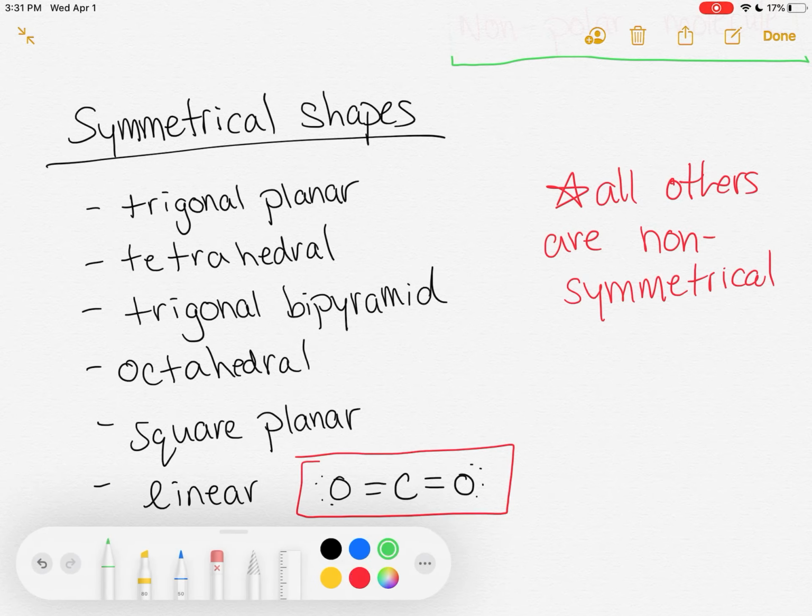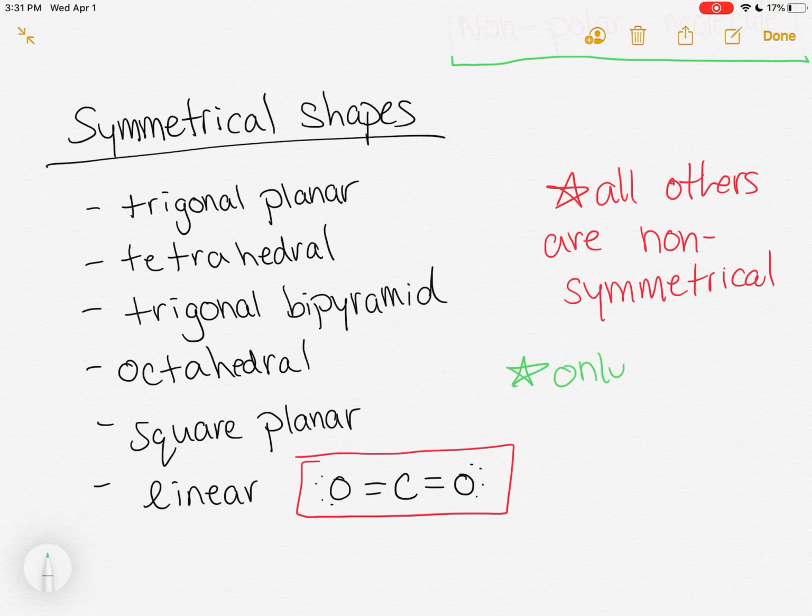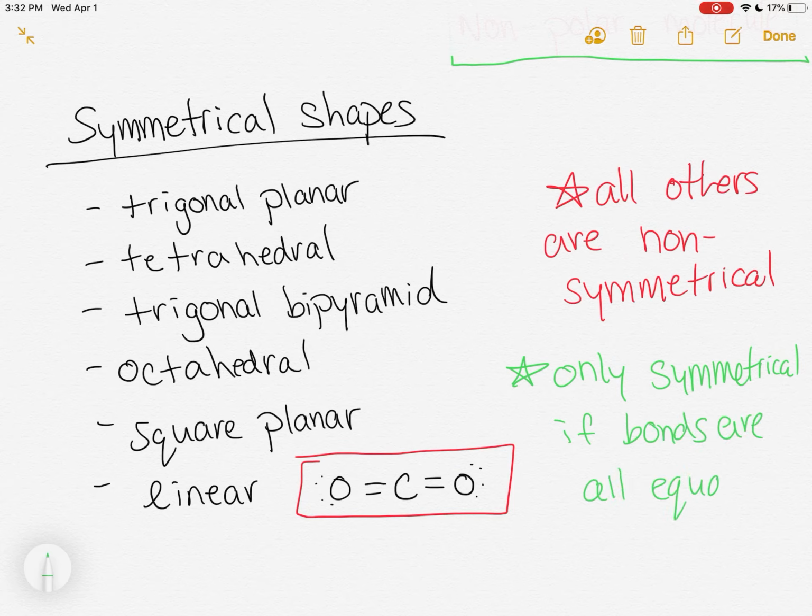And as well, these shapes are only symmetrical if the bonds are all equal. Okay, so even though trigonal planar, tetrahedral, trigonal bipyramid, octahedral, square planar, and linear are symmetrical shapes, those shapes are only symmetrical as long as the bonds are all the same.